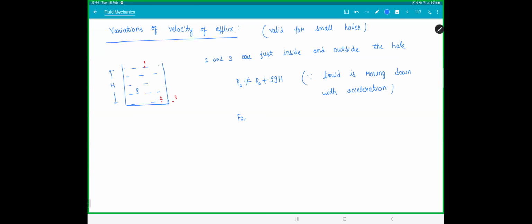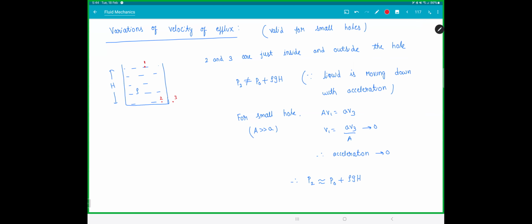But if you take small holes, A V1 is equal to a V3. V1 will be a V3 by A. This will tend to 0. Small a is much, much smaller than A. So you can say the liquid is going out with a very small speed, right? So V1 tends to 0. Therefore, we can say acceleration also tends to 0. And therefore, we can say P2 is approximately P naught plus rho gh. There is still an error, but approximately it works out.